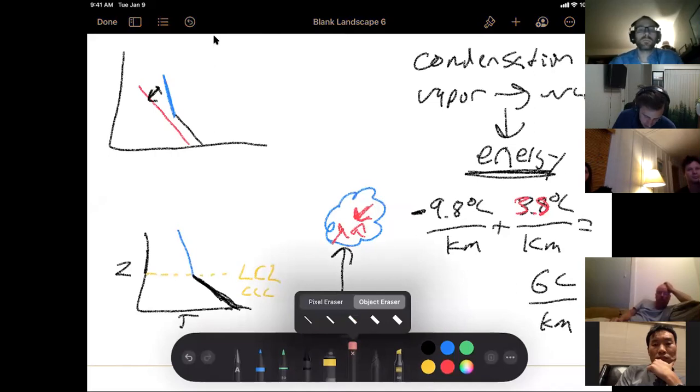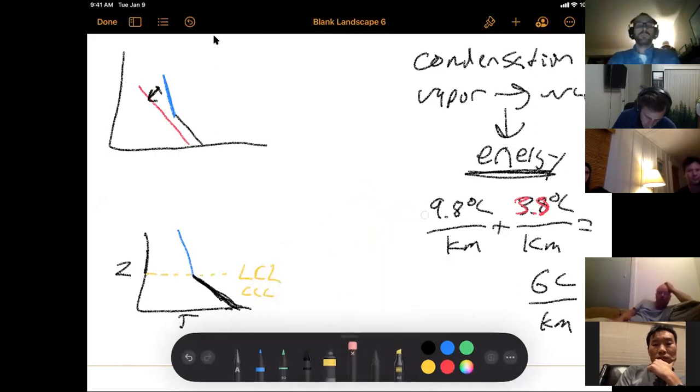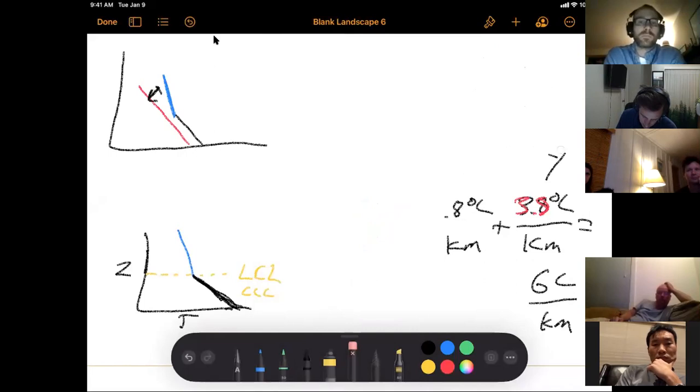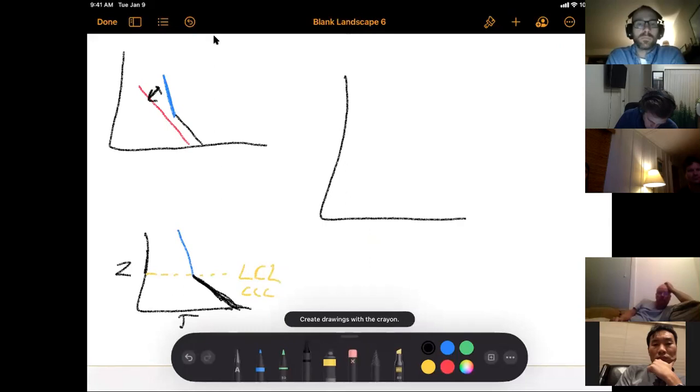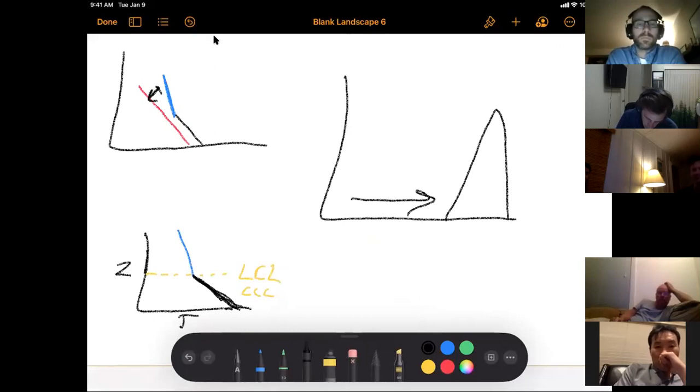Yeah, voodoo magic. So just to go over this, the LCL, let's see if I can do this. If we have a mountain here, and we have air shoved into this mountain, and then it goes up, the point at which it reaches condensation here is the lifting condensation level, okay.